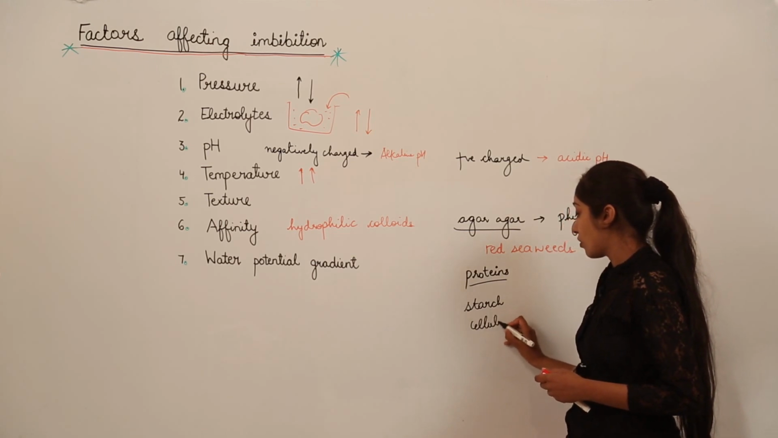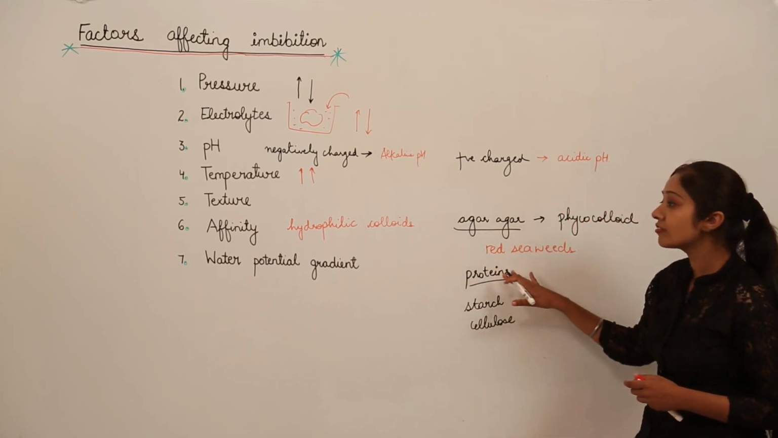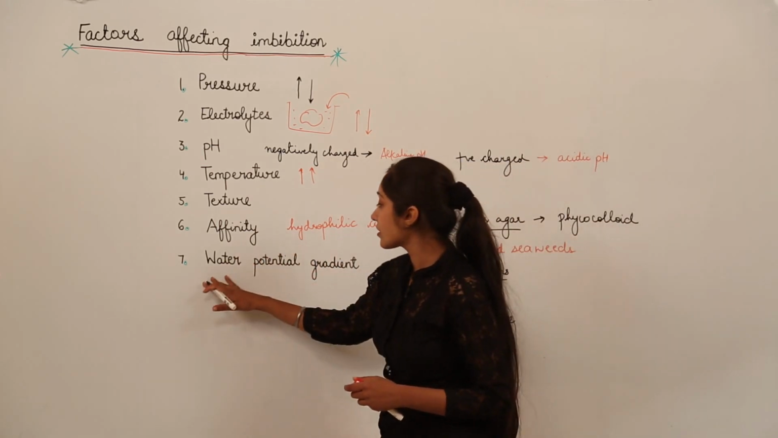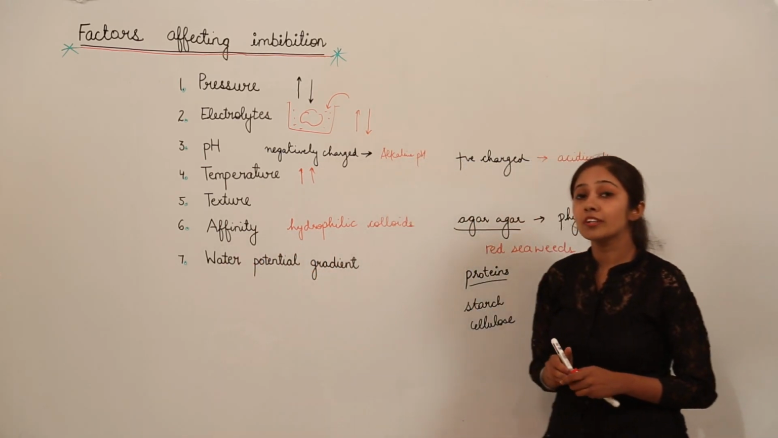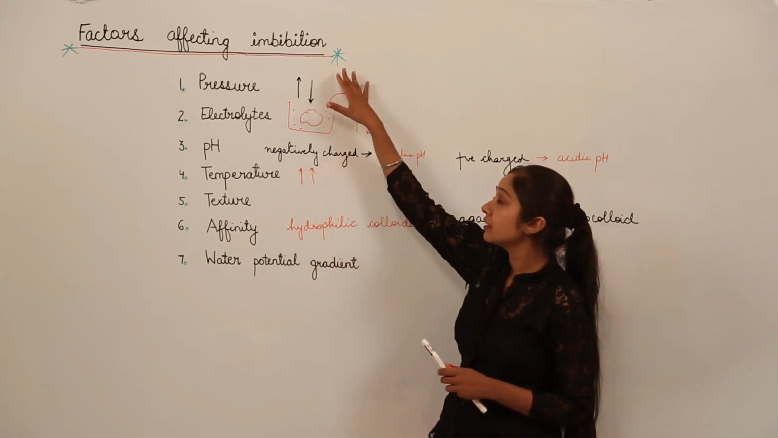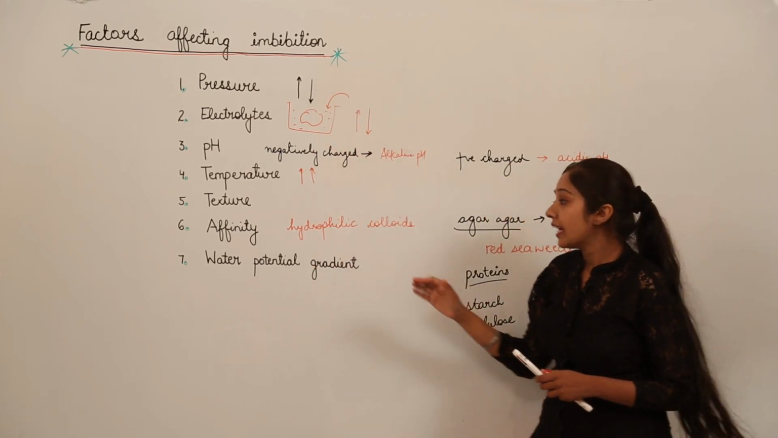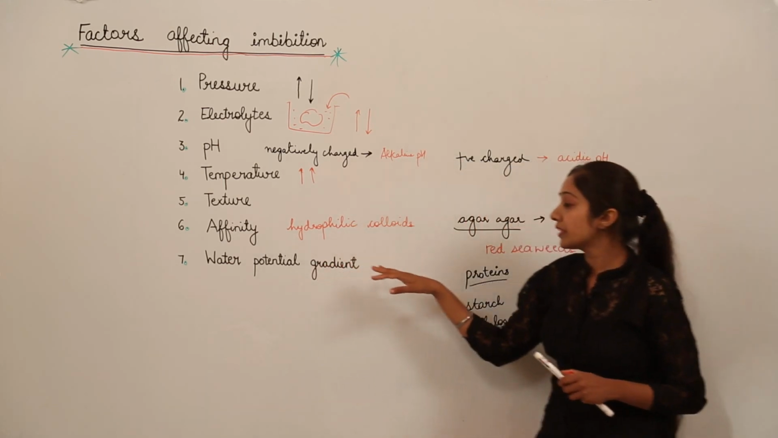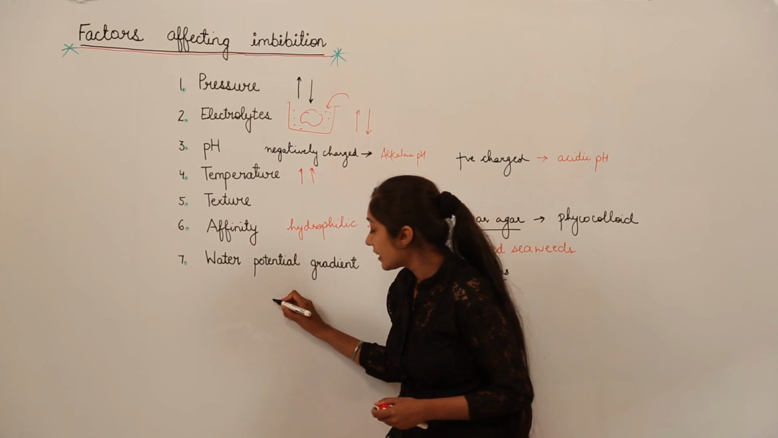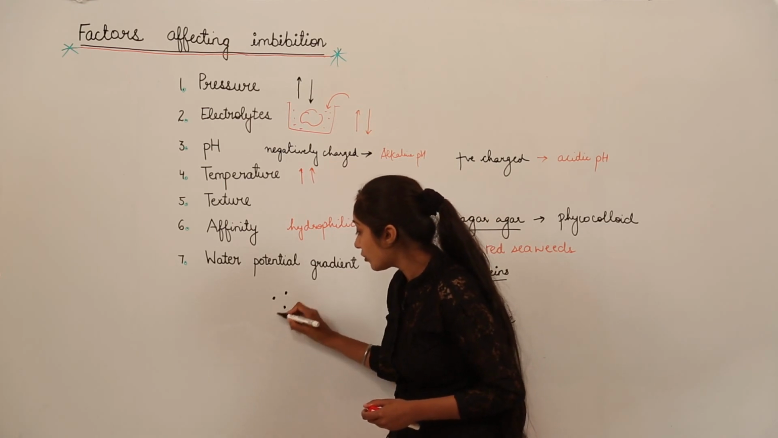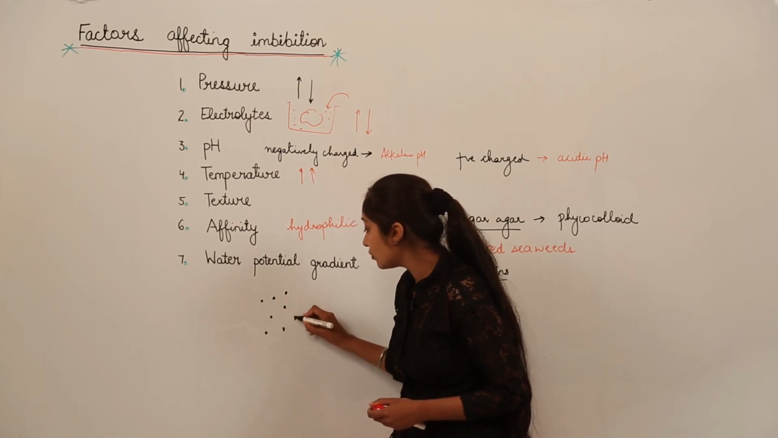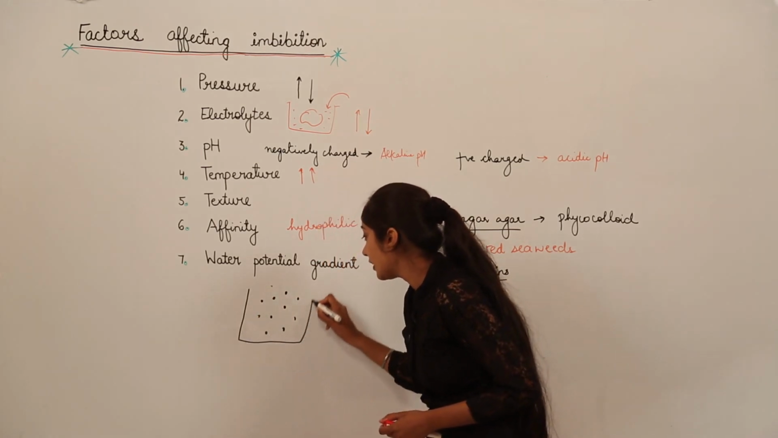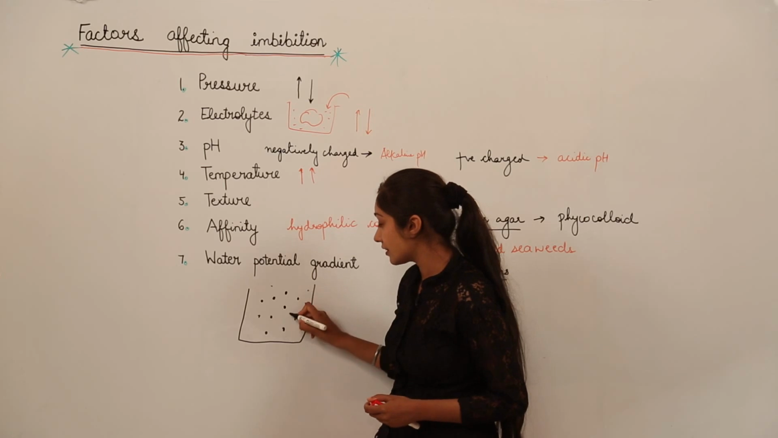They also show imbibition because of their hydrophilic nature. That's it. Then we talk about water potential gradient, and how this water potential gradient is going to help in the imbibition process. As you all know, if there is a steep water potential gradient, as I told you earlier also, if we have free water molecules in a beaker, supposingly we have free water molecules in the beaker.